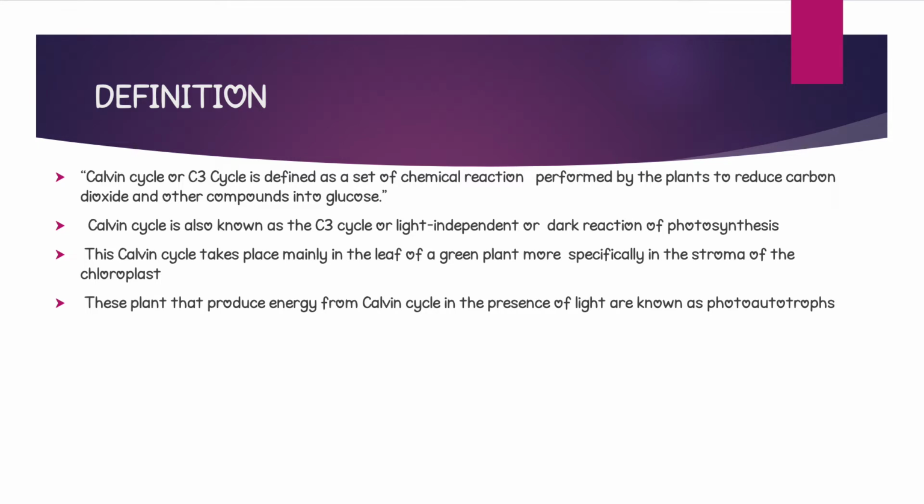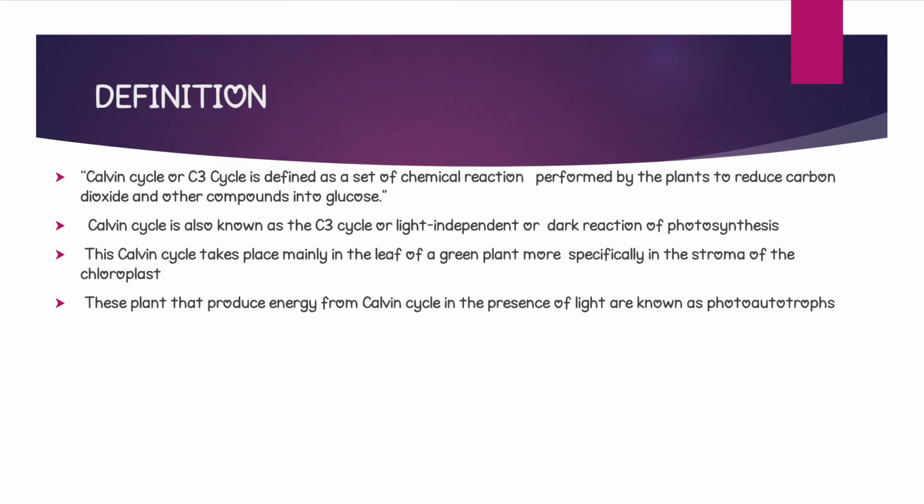The Calvin cycle is also known as the C3 cycle or the light-independent or dark reaction of photosynthesis. This Calvin cycle takes place mainly in the leaf of the green plant, more specifically in the stroma of the chloroplast. Plants that produce energy from the Calvin cycle in the presence of light are known as photoautotrophs.